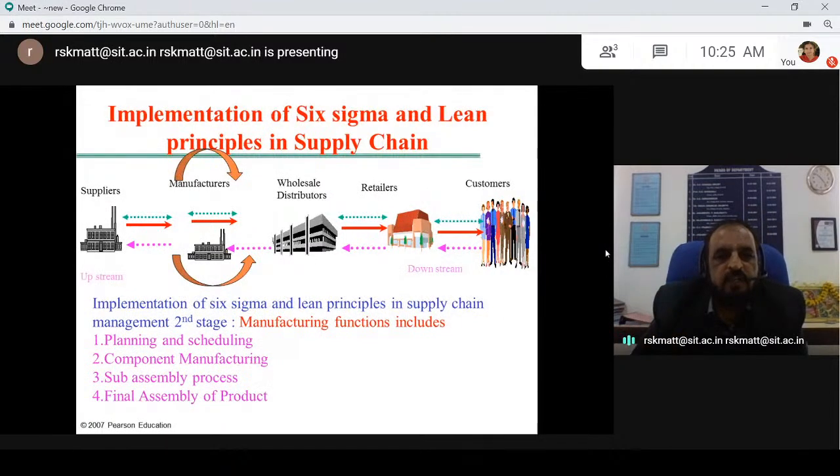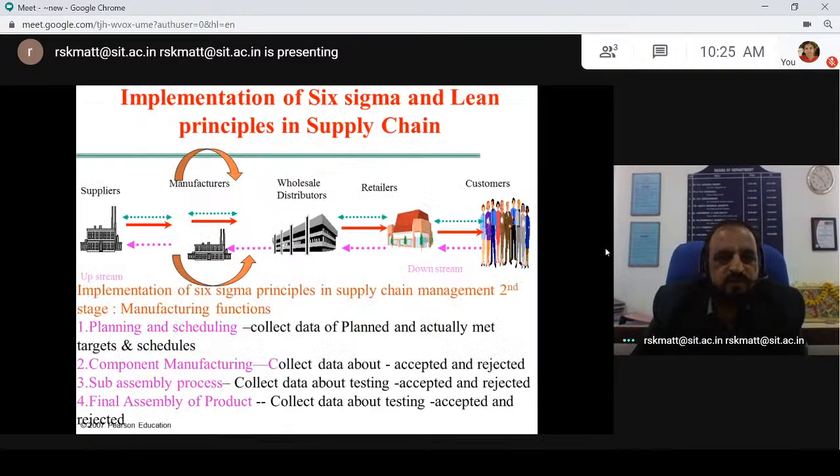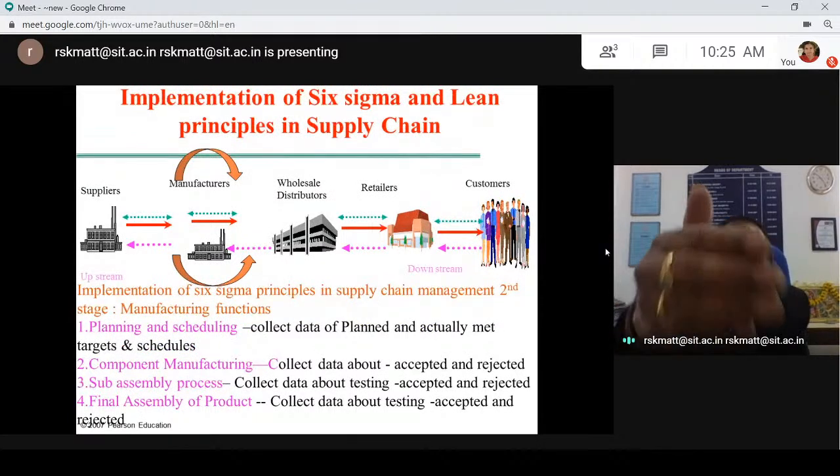Similarly, apply it to the manufacturing process. Take the data for planning and scheduling: whether we adhered to the plan or not, and if not, what the deviations are. Component manufacturing, sub-assembly process, final assembly process. Collect the data with respect to all these manufacturing parameters.